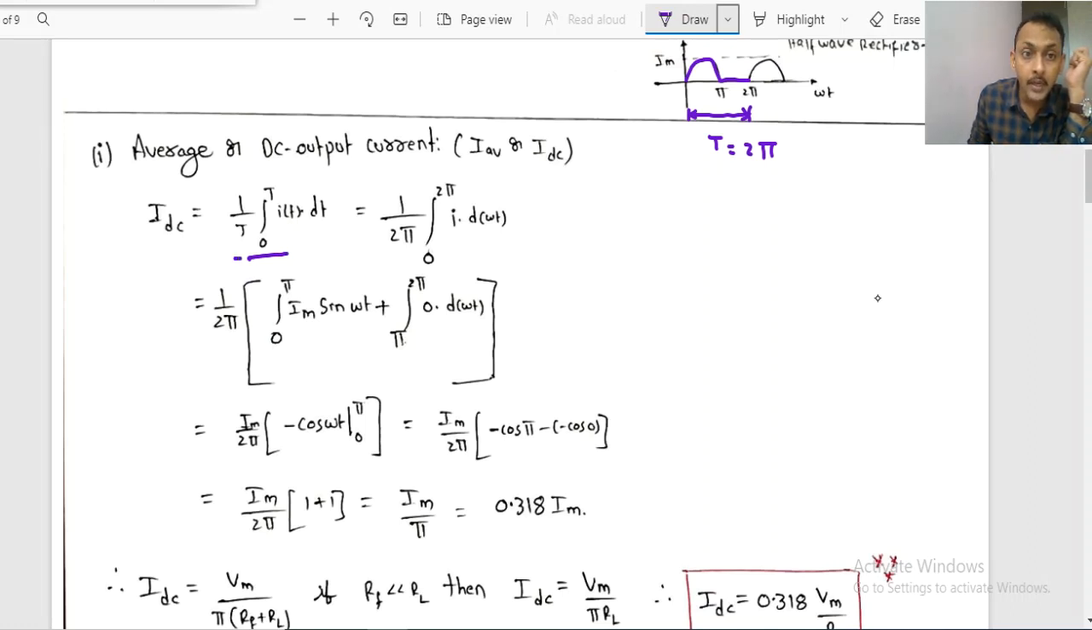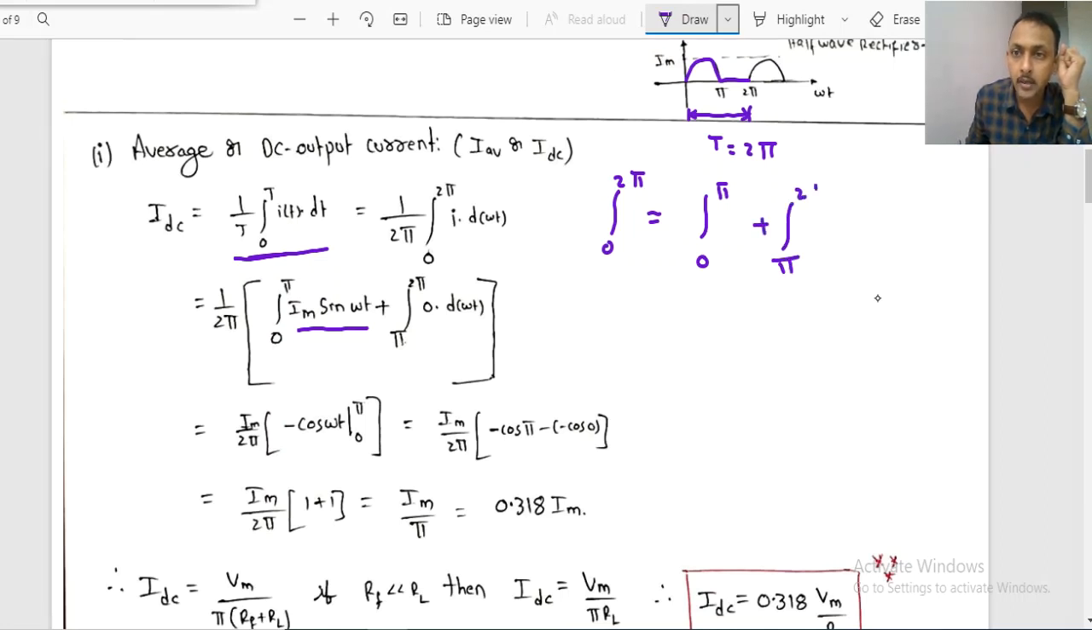So (1/T) ∫ from 0 to T of I(t) dt will give you the average value. Here T is 2π, so the integral is from 0 to 2π of I(t) dt. But what is the mathematical form of I(t)? It is Im sin ωt. We will split the integral within the limits 0 to 2π into two parts: 0 to π is one part, and π to 2π is the other part.